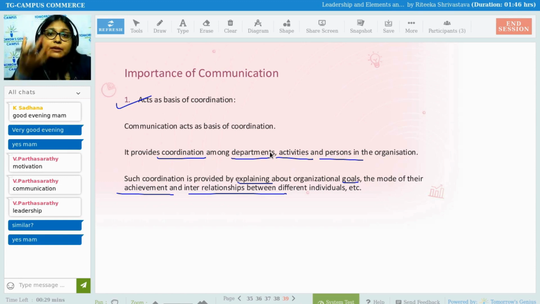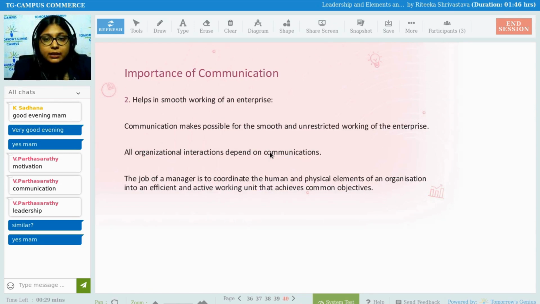So your communication will improve the coordination amongst the different departments and functions of the organization, as communication is something which is going to briefly describe what the organizational goals are, how they're going to be achieved, and what the interpersonal relationships are between the individuals working in the organization. So overall it will serve the purpose of coordination. Second, it will help in the smooth working of an enterprise.